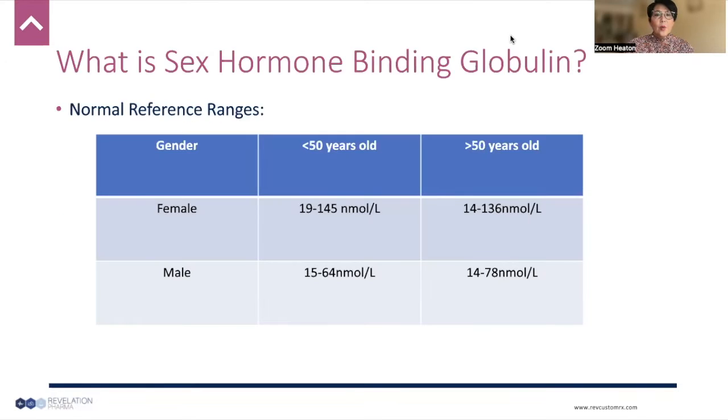So here are the normal reference ranges for males and females. And this hormone lives under the constraint of the Goldilocks phenomenon. So you don't want too high of a level or too low. And SHBG is considered suboptimal if it is lower than 60 nanomoles per liter. And the Goldilocks range, which is functional, is between 60 to 80 nanomoles per liter.